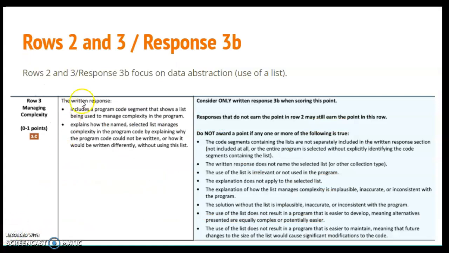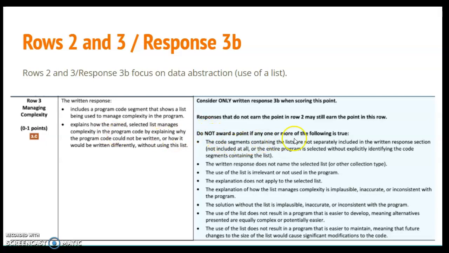So this is using the list in order to help fulfill the program's purpose of removing an item from the registry gift list. Okay, so rows 2 and 3 in response 3B focus on the data abstraction, or the use of a list. So just make sure your written response includes the program code that shows the list being used to manage the complexity, explains how the named selected list manages complexity in the program by explaining why the program could not be written, or how it could be written differently, without using the list. Okay, so basically you have to make sure that you're explaining how the list actually fulfills the program's purpose and how it is important, okay?